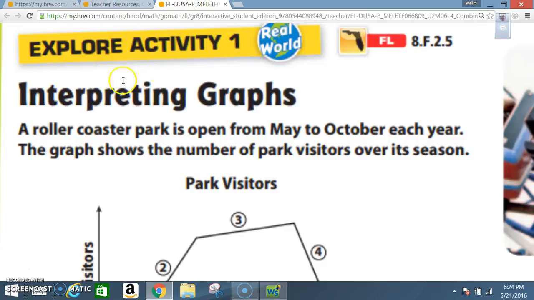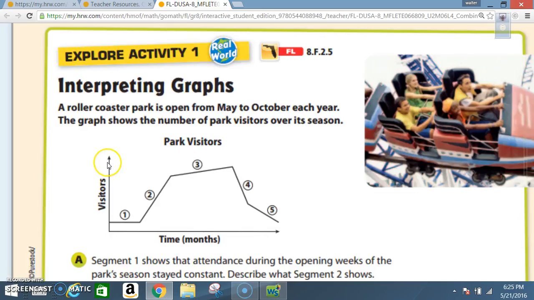Explore Activity 1, Interpreting Graphs. A roller coaster park is open from May to October each year. The graph shows the number of park visitors over its season. As you look at the graph, you'll notice that the y-axis is representing the number of visitors. Visitors start at 0 and it increases. The x-axis is representing time. Here's time 0, and then it increases as we go along. All right, let's get started learning how to interpret graphs.